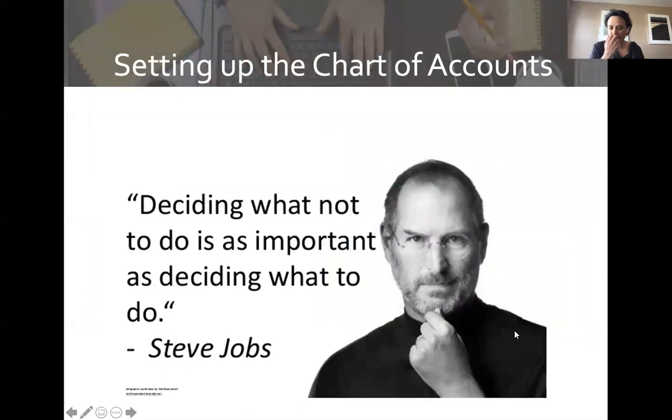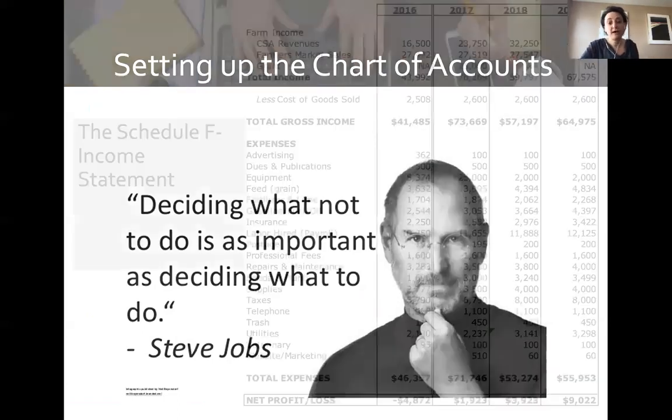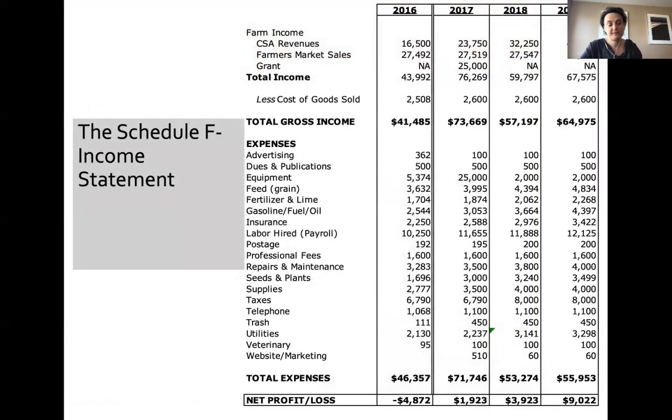So before we talk about what to do, I wanted to talk about what not to do when we set up our chart of accounts. And this goes back to the notion that we want to set this up to make managerial decisions, not necessarily for tax filings. And a lot of people often set up their income statement according to the Schedule F. For those of you who have been in business for a while, you know that the Schedule F is the attachment to your tax filings for a farm business, and it recommends different categories of expenses for you.